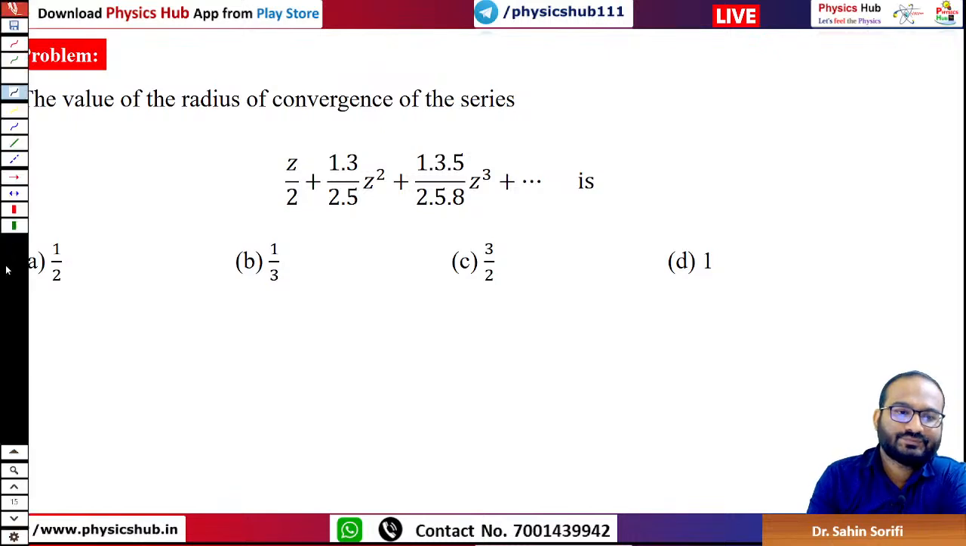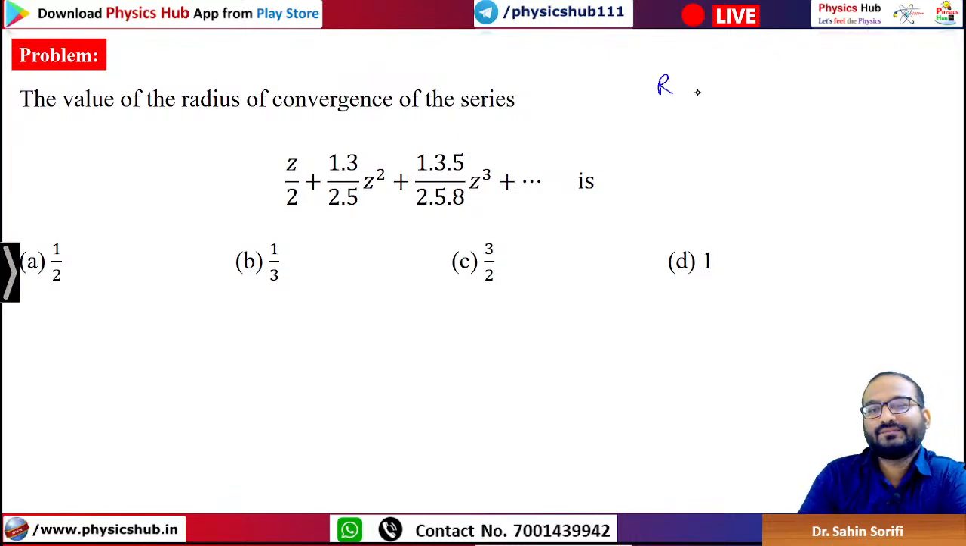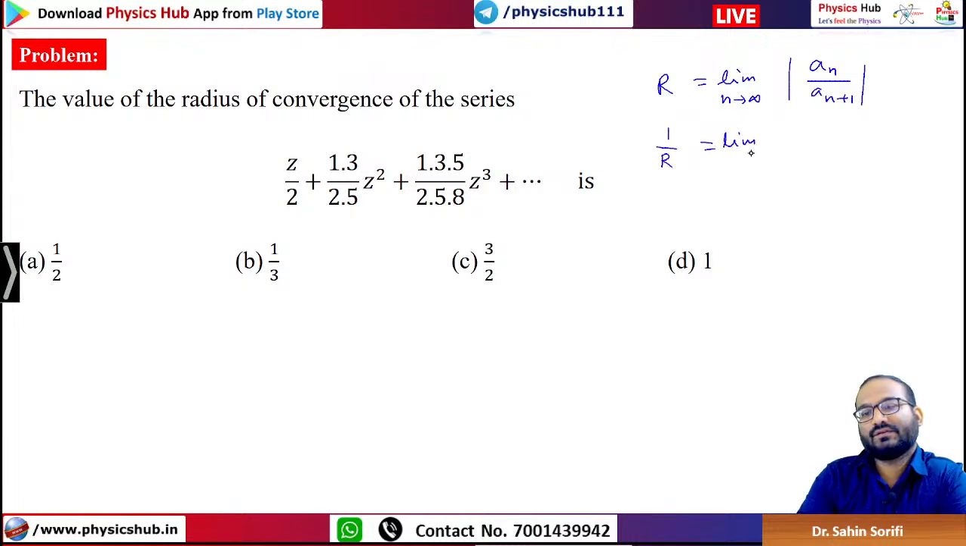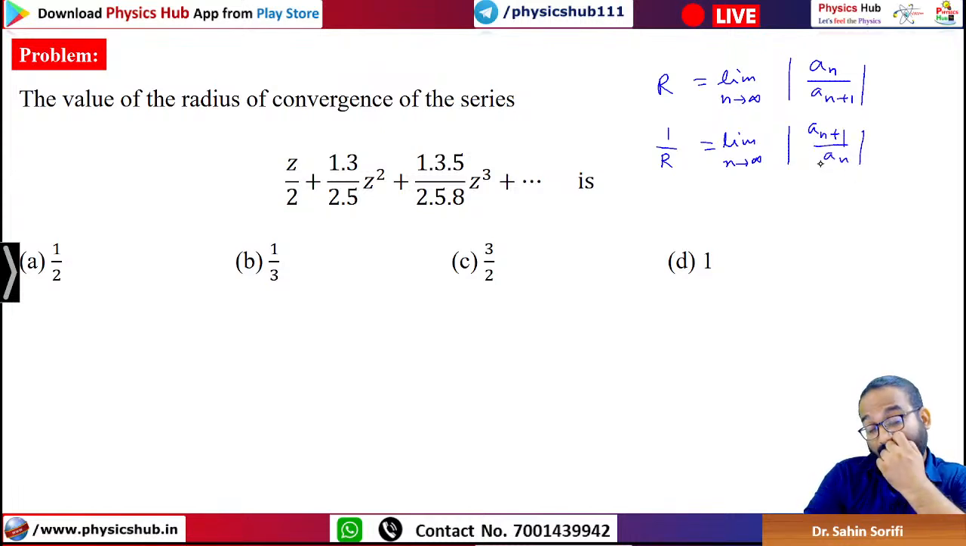Look what you can do, since r equals limit n tends to infinity of a_n by a_(n+1), so you can say 1 by r is a_(n+1) by a_n. So this is feasible to evaluate first. So you can calculate a_(n+1), then a_n, take the ratio, put n tends to infinity, that will give you 1 by r. Then from 1 by r you can find out r also. Okay.